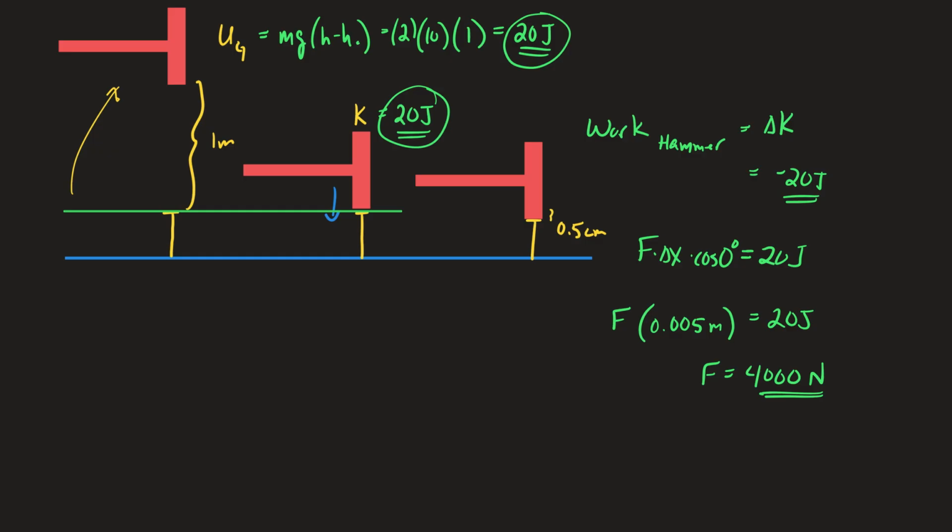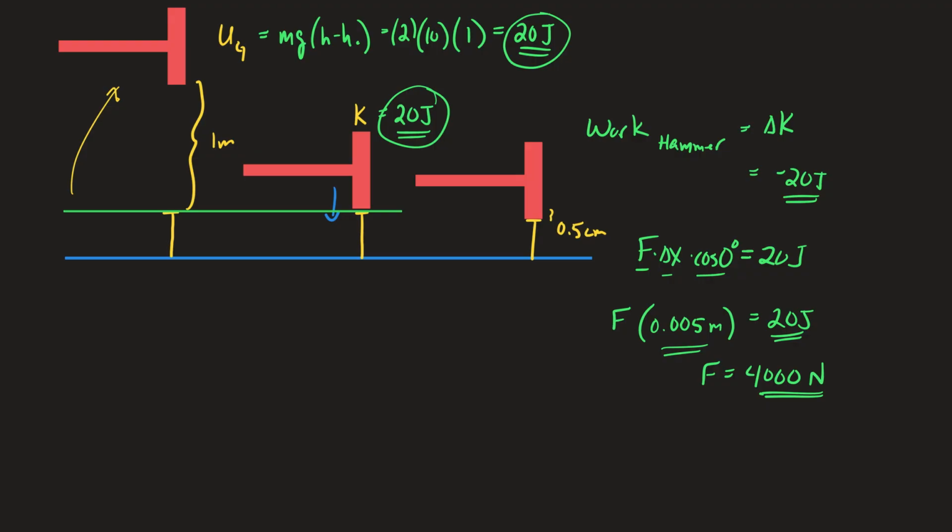Go ahead. Could you do the work over the distance that the nail traveled down to find it? Well, I need the force, right? The definition of work is force times displacement times the cosine of the angle. So if I want to isolate force, I take the energy, the 20, and divide by the displacement. That's where I get the 4,000 from. I'm not sure I'm answering your question or not.